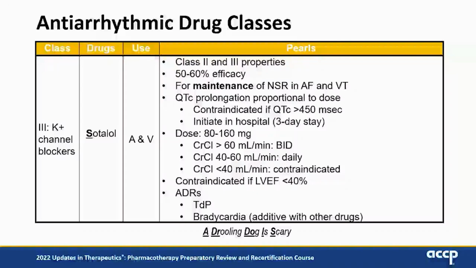At a creatinine clearance of 60, we already have to start making renal dose adjustments to avoid the risk of significant QTc prolongation. This is contraindicated in HFrEF, and of course we're concerned about torsades and then also potentially bradycardia, mainly because of that beta blocking ability, and the risk of that would be additive with other therapies.